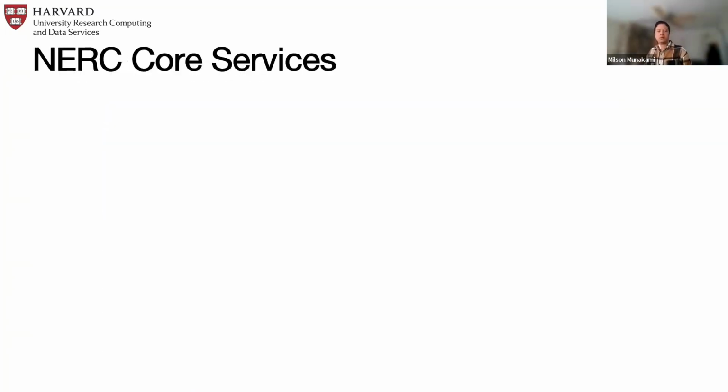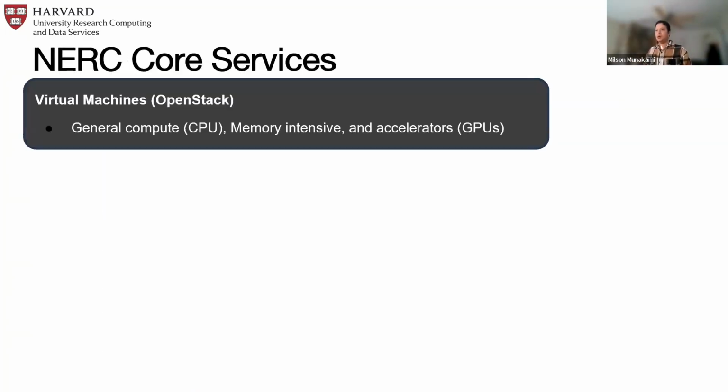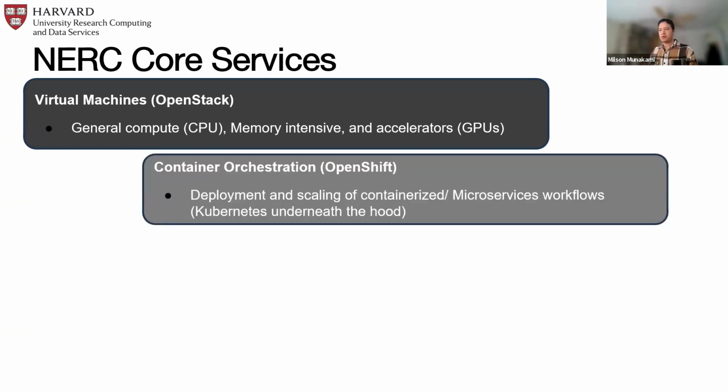We can talk about some of the NERC core services we offer. The first thing is we offer virtual machines based on Red Hat OpenStack. So a user can get a dedicated, self-managed general compute based on CPU, or they can get more intensive, accelerated GPU-based virtual machines. We also offer a container orchestration platform based on Red Hat OpenShift. So if you have a container or microservice workload that needs to be deployed, tested, or scaled, you can use this platform. Underneath, you get all the benefits of Kubernetes.